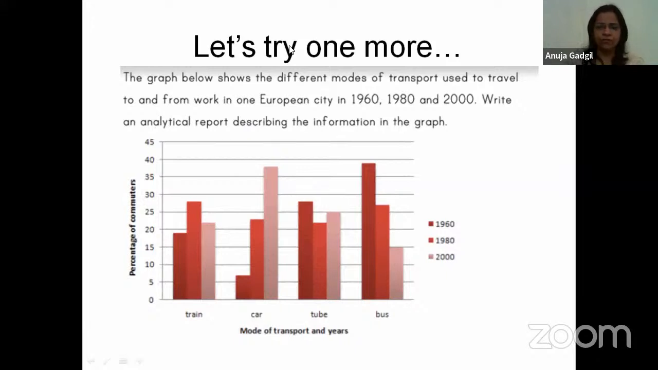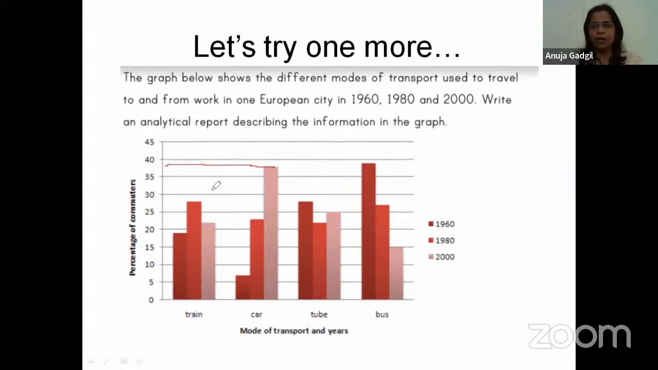Around 38. Wonderful, Ramadevi, wonderful. I must clap for you. Good. So Ramadevi has given the correct answer. How did we identify the answer? Here, you've just taken a rough figure. This makes around 38%. So 38% of commuters traveled by car in the year 2000.